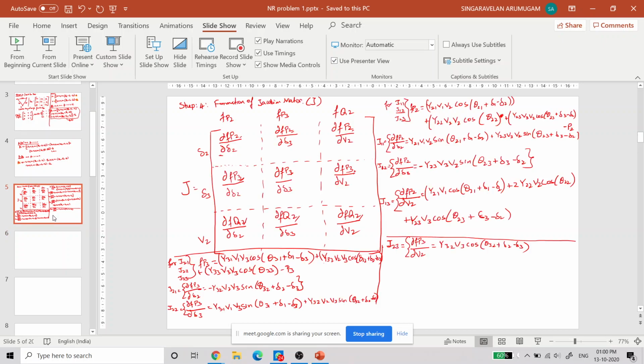Okay, today we have one more class also. In that class, you can solve for dou FQ2 by dou theta 2, dou FQ2 by dou theta 3 and dou FQ2 by dou V2. So these three components you can find out. So we will see in one more class, and today we are having class at 3:50 to 4:50. During the class we can see the same problem, right? So up to this I will stop.